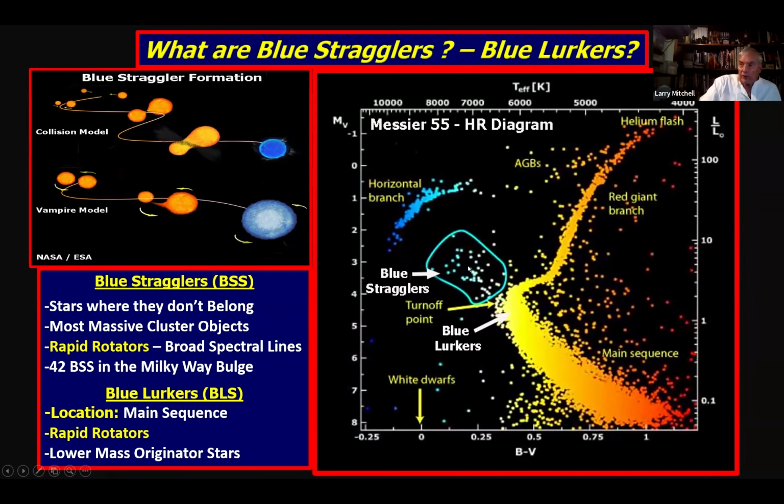And there is another type of star which they've more recently discovered called blue lurkers. These are rapidly rotating stars, but they're two stars of a smaller size, smaller density, that merged, and they're also rotating at a more rapid rate than other stars on the main sequence, and they call those blue lurkers. There are 42 blue straggler stars in our Milky Way bulge, and they're finding more and more of these objects at a place where they really don't belong.